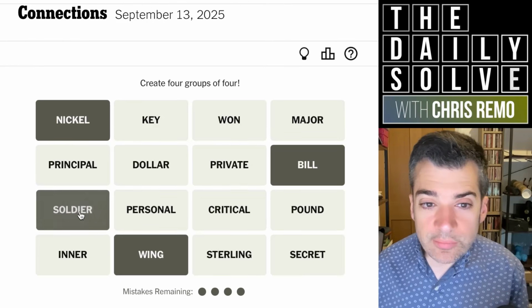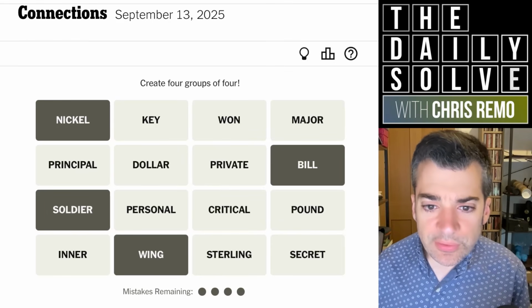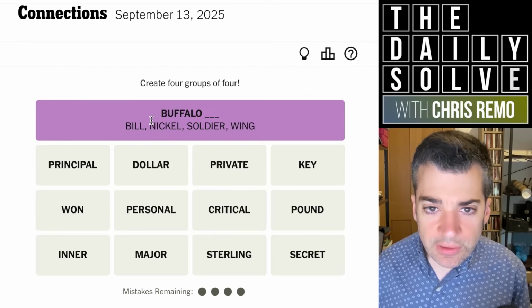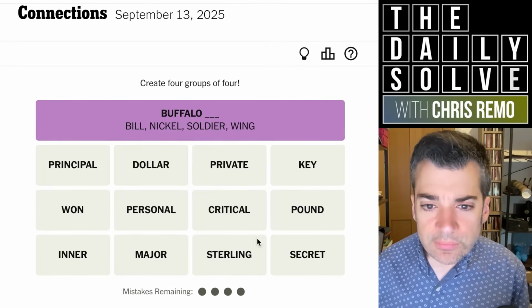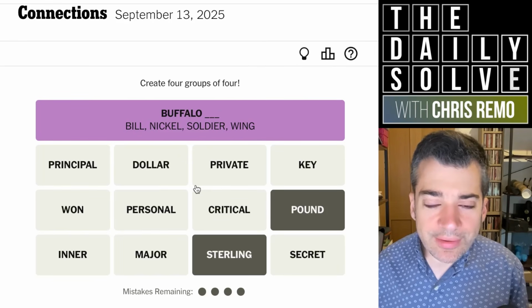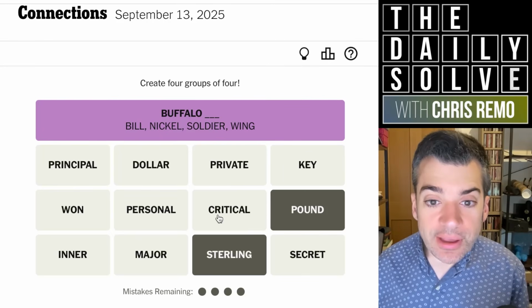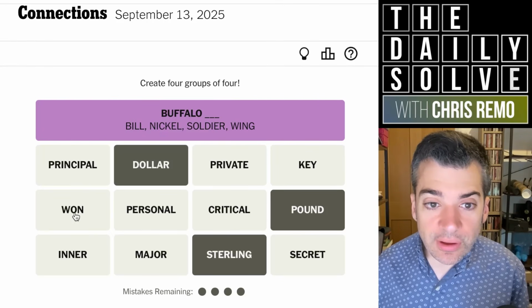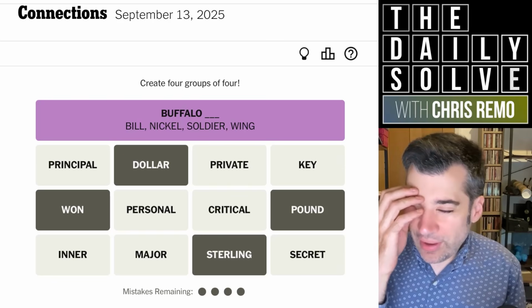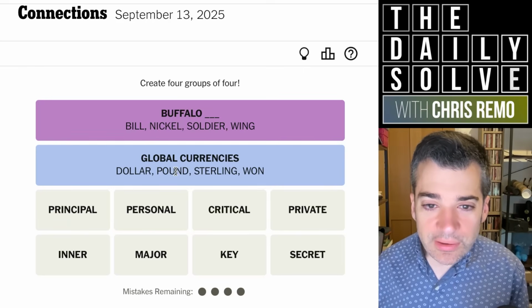Anyway, nickel, buffalo nickel, buffalo bill, buffalo wing, the food, and buffalo soldier. The buffalo soldier, I think, is a song. It might have some other meaning. I'm not sure. But anyway, nickel, soldier, wing, bill. I think this is right and is purple and is buffalo. It is exactly that. Okay. So do I think the currencies maybe are blue then? Because again, this doesn't always work, but they're less synonymous than the other two categories. So pound, sterling, dollar, and won. I think this is probably currencies, which I still find very odd that pound and sterling are the same currency. Yeah, global currencies. That's very weird.